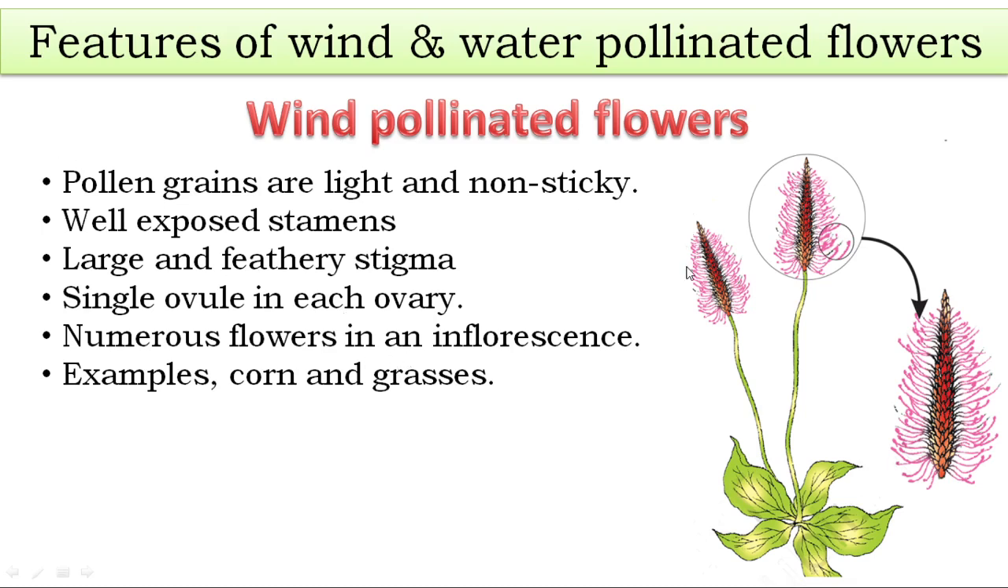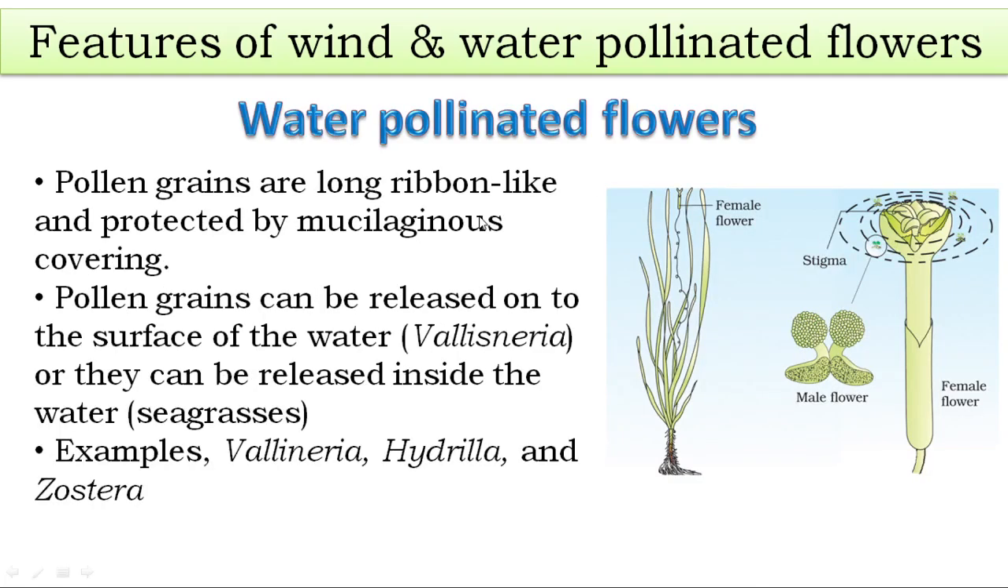So you have to note down all these points regarding wind pollinated flowers. And regarding water pollinated flowers, right? In plants which are pollinated by water, obviously the plants will be aquatic plants which grow in water. So we have plants like Vallisneria, Hydrilla, and Zostera. These plants grow within the water.